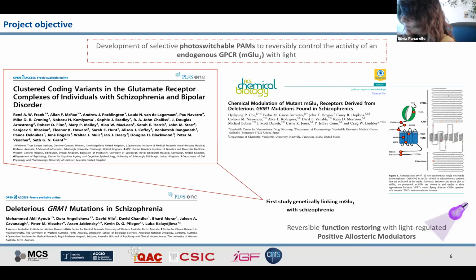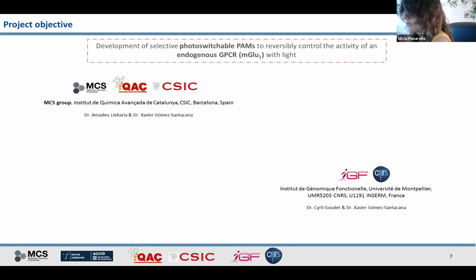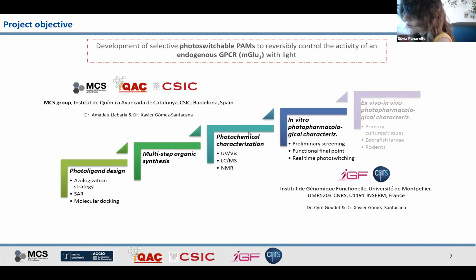And starting from this consideration, we want to achieve the reversible functional restoring with light-regulated positive allosteric modulators. This work has been shared by two research centers, the Institute for Advanced Chemistry of Catalonia and the IGF, Institute for Functional Genomics in Montpellier, where the chemical part of the project was developed at IQAC, while the pharmacological one at IGF. The project is divided into several steps.